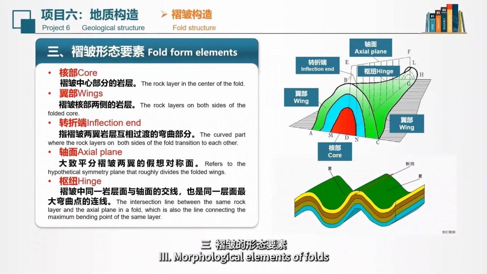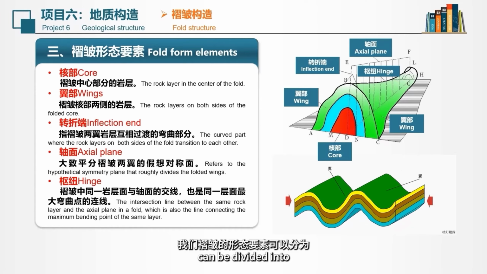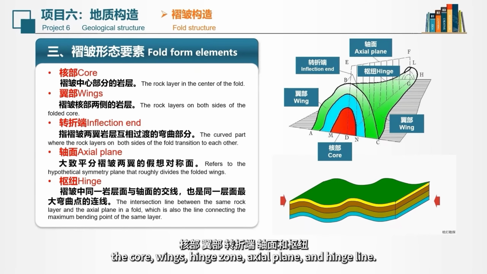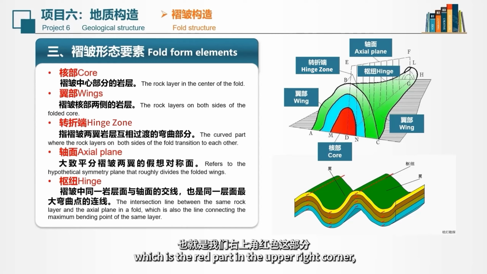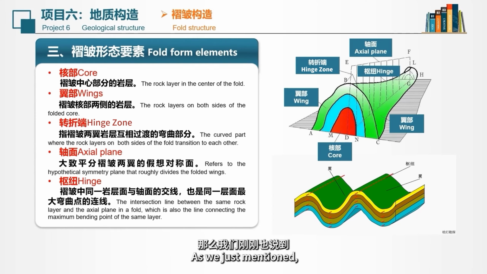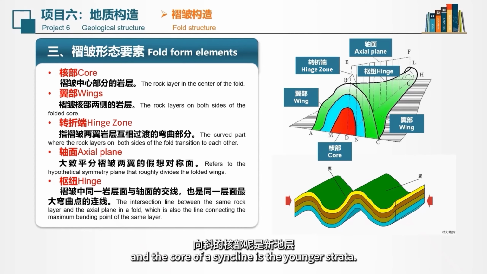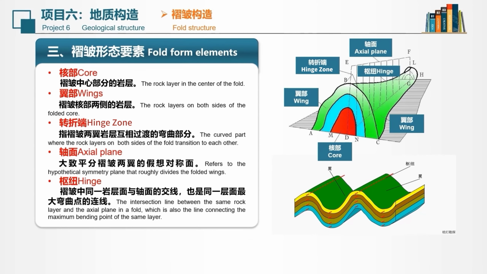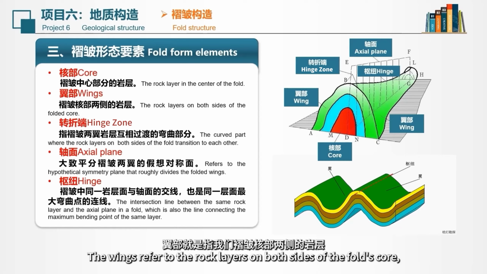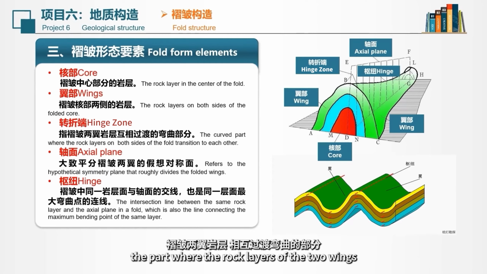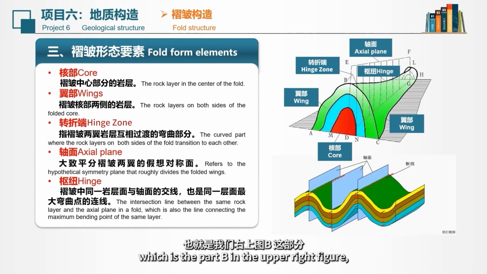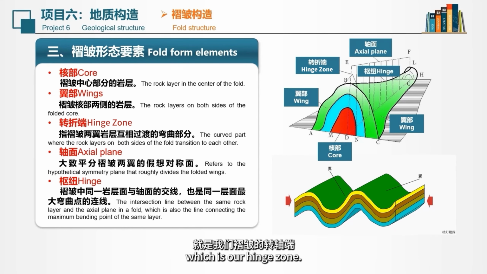Third, morphological elements of folds can be divided into the core, wings, hinge zone, axial plane, and hinge line. The core refers to the rock layers in the center of the fold, which is the red part in the upper right corner. As we just mentioned, the core of an anticline is the older strata, and the core of a syncline is the younger strata. The wings refer to the rock layers on both sides of the fold's core. The hinge zone refers to the part where the rock layers of the two wings of the fold transition and bend, which is the part B in the upper right figure.